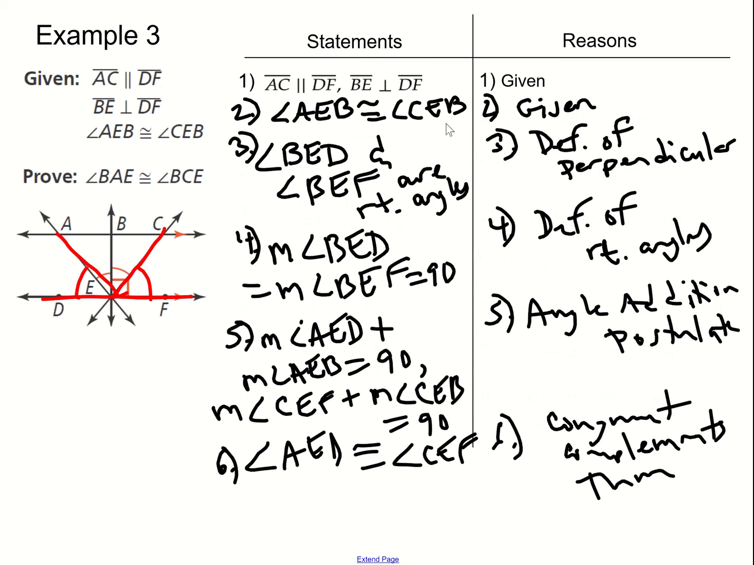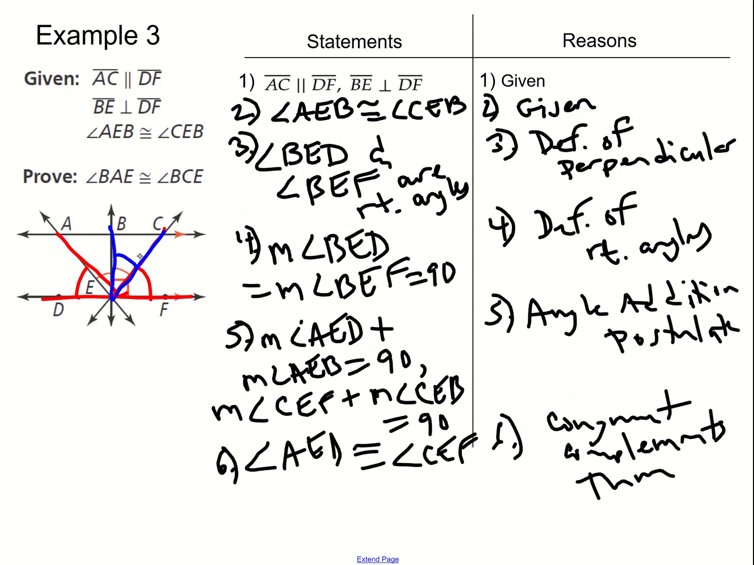And so let me clarify why we're using the congruent complements theorem here, just to shed some light on it. To refresh our memory, the congruent complements theorem states that if you have two angles that are complementary to a specific angle, then they have to be equal to each other. So in this case, AED and CEF are both complementary to BEC, to this angle BEC. They're also both complementary to AEB as well.